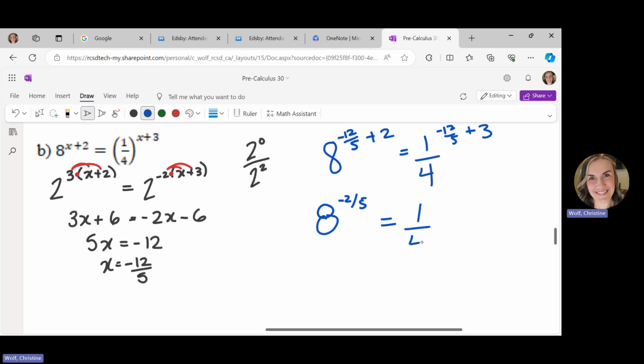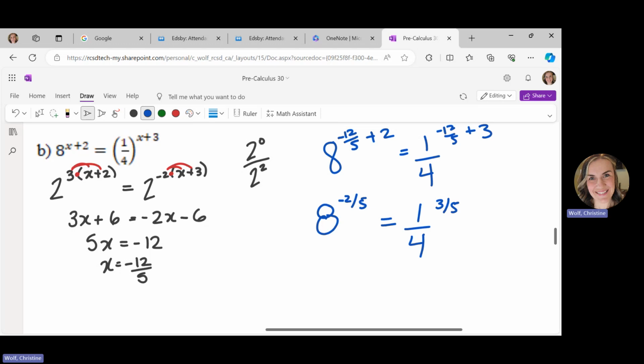1 over 4. Same thing. I'm going to multiply the 3 over 1, top and bottom by 5. So that becomes a 15. Negative 12 plus 15 is positive 3. And that's also over my common denominator.